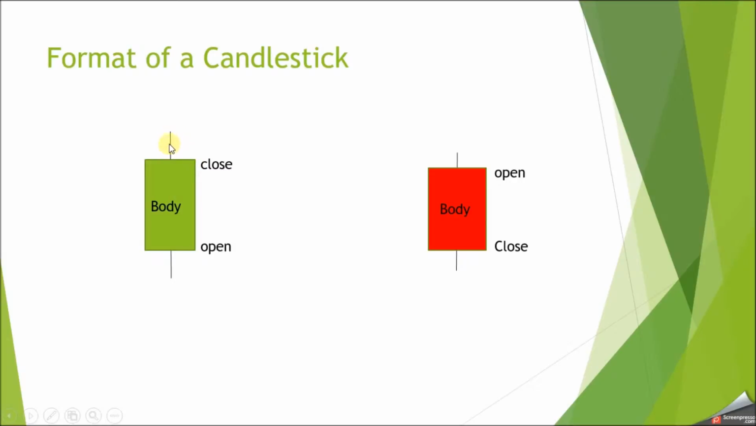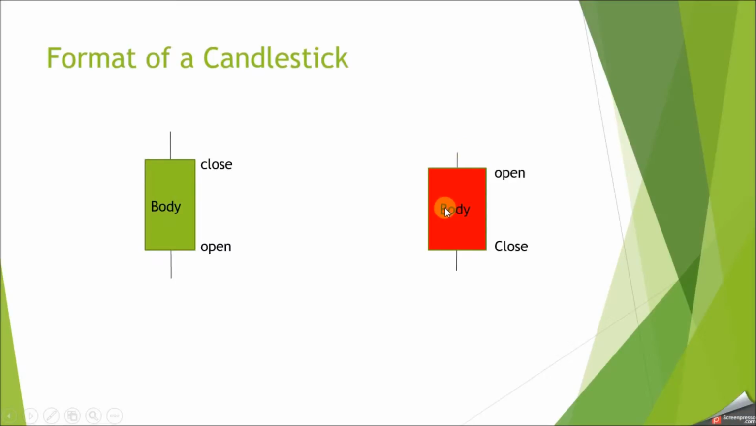And now what are these things right here? Well, these are the wicks of the candle, and you might be able to guess what they are, but here's a quick explanation. So this is the highest point for whatever that time frame was. This is the highest price that the stock trades at. So we use that same logic down here. It's the lowest trading price.